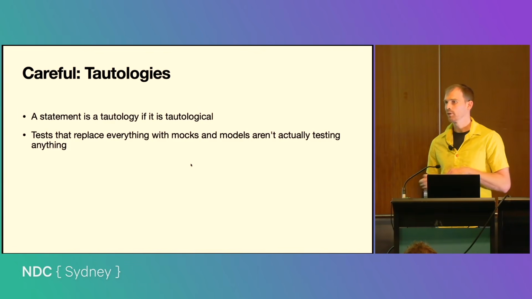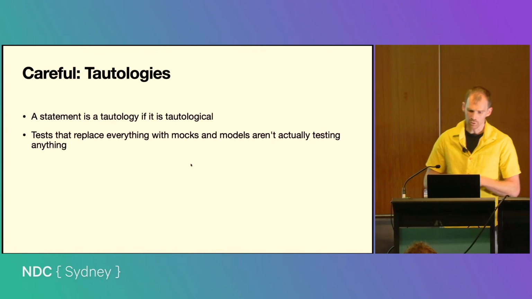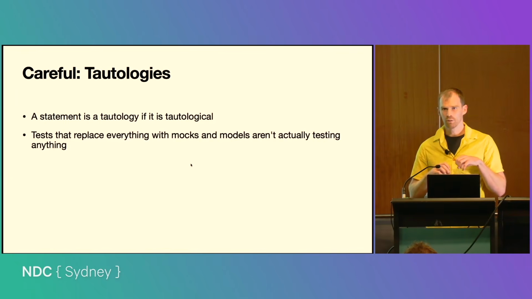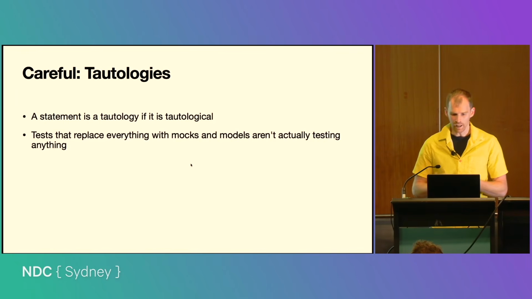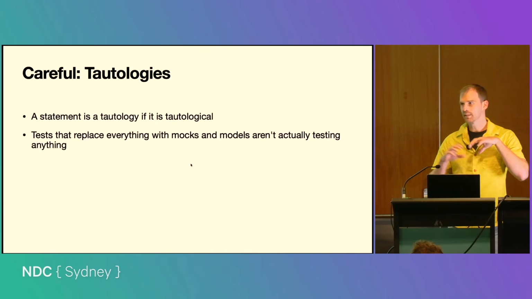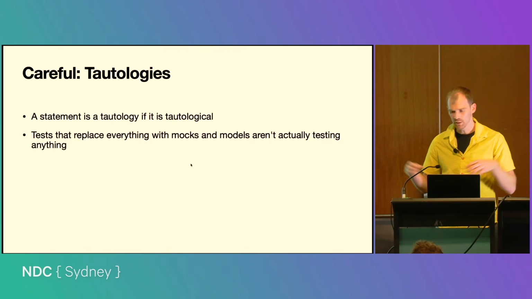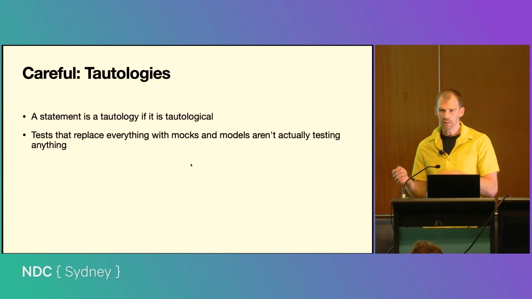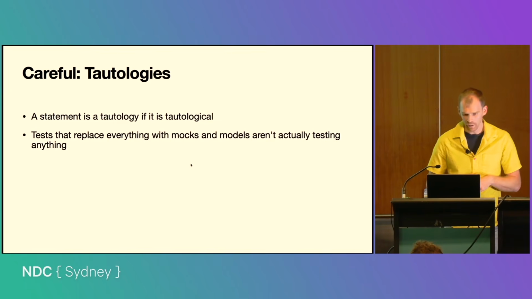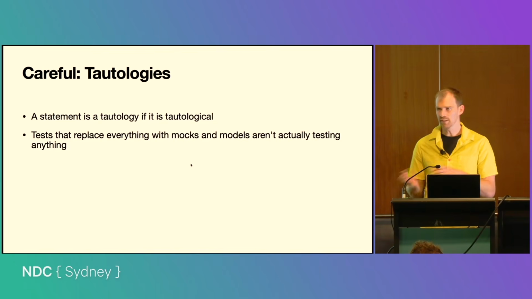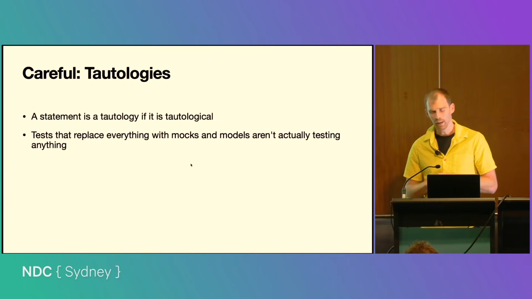So something to be careful of when it comes to models is tautologies. If you're not familiar, a tautological statement is a tautology. It's a statement that tells you nothing. No information enters or escapes its little universe. They're useful in logic, they're not useful in testing. As an example, you end up in this state when you have tests that replace everything with mocks and models, and so you end up not actually testing any real code.